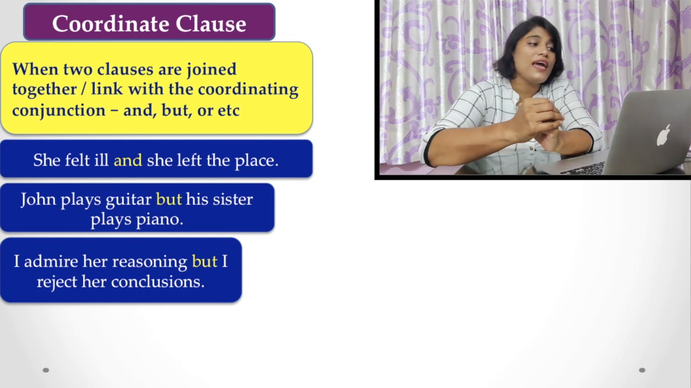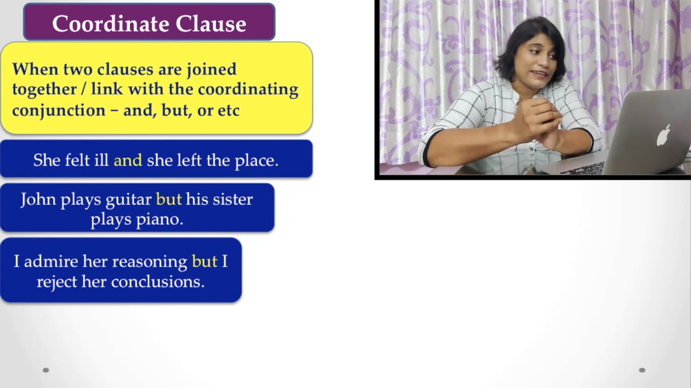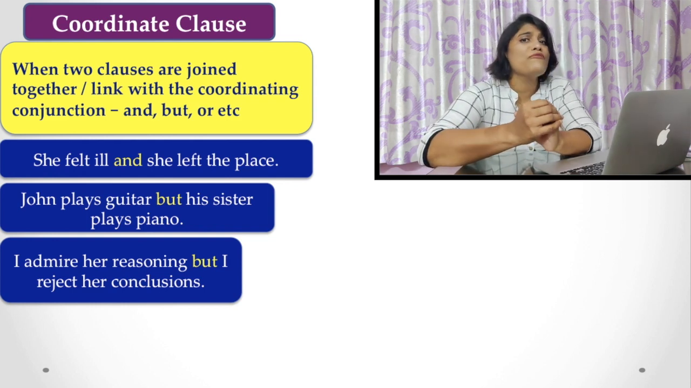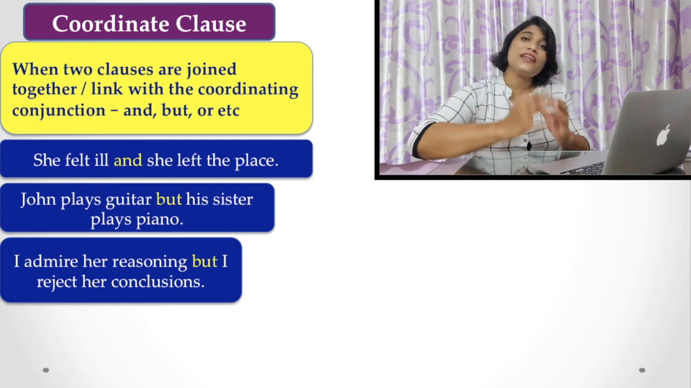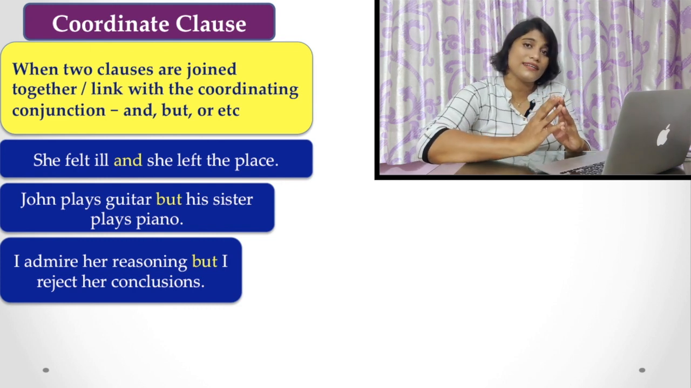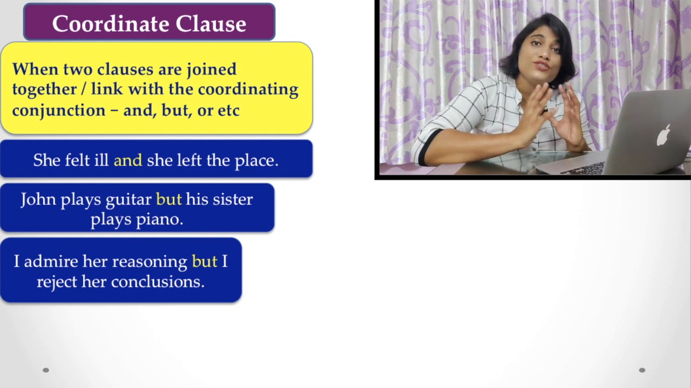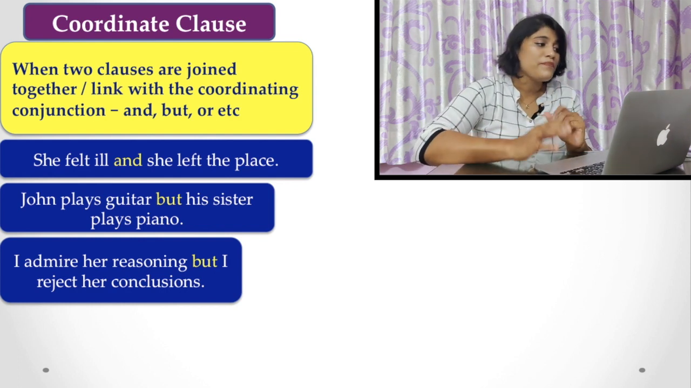She fell ill and she left the place. Here you find "and" is a coordinating conjunction that joins together two separate main clauses, that is, "she fell ill" and "she left the place". And one interesting thing is that when we are talking about coordinating clauses, the main clauses are joined together with a coordinating conjunction, and these main clauses have their individual and separate meaning.